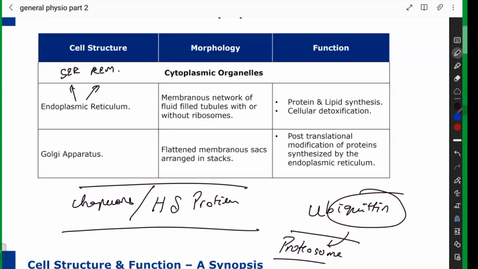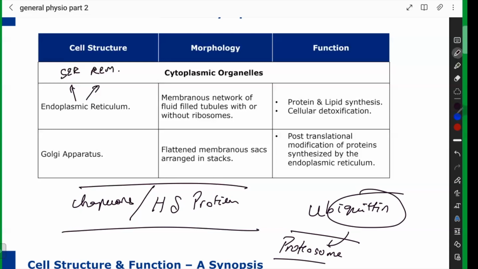Then you have the smooth endoplasmic reticulum. It is called smooth because of the absence of ribosomes. So what is the importance here? Steroid hormone synthesis is going to occur.